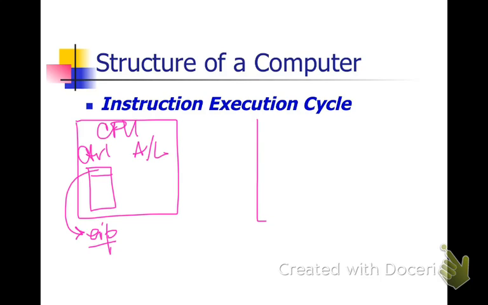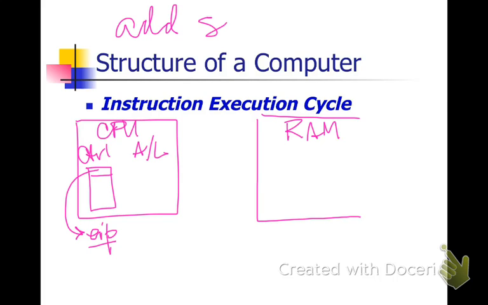So let's show the connection between this and RAM, or random access memory. And let's say we want to walk through a particular example where here's our instruction that we're going to use for our example.